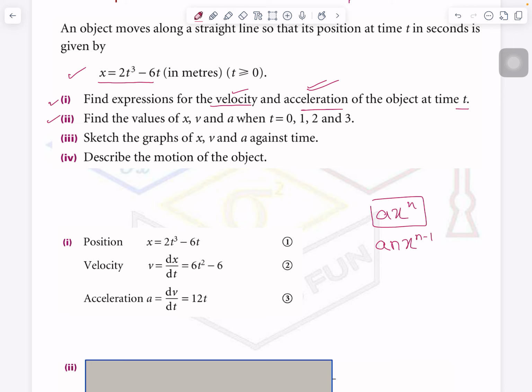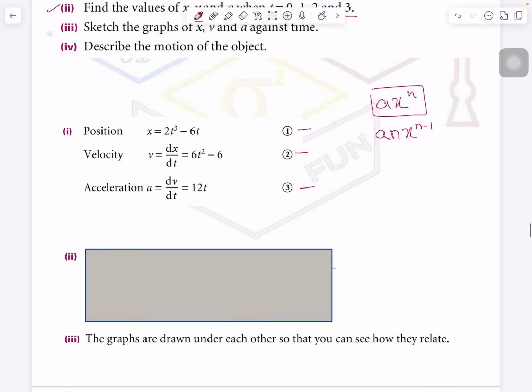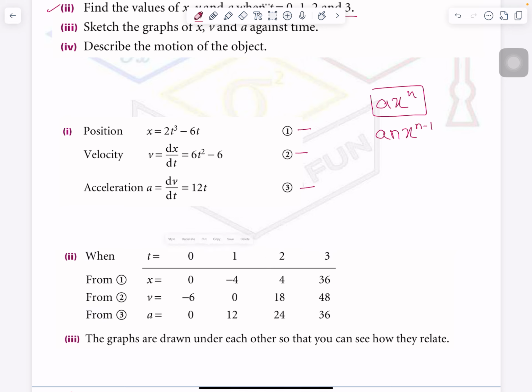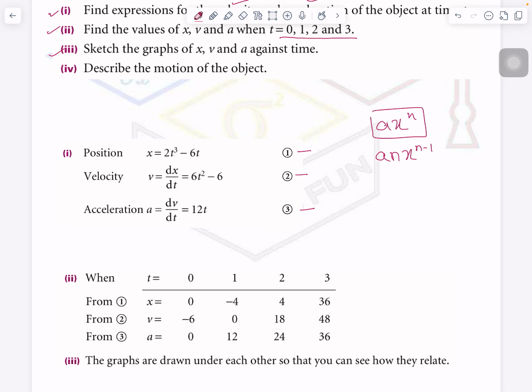The next part of the question is saying, find the values of x, v and a when t is 0, 1, 2, 3. So I think this is simple. You just have to substitute these timings in these equations. So in the tabulation form it is easy to do. So here it is done for you. Sketch the graph of x, v and a against time. So now using these values and using these equations, you will sketch it.